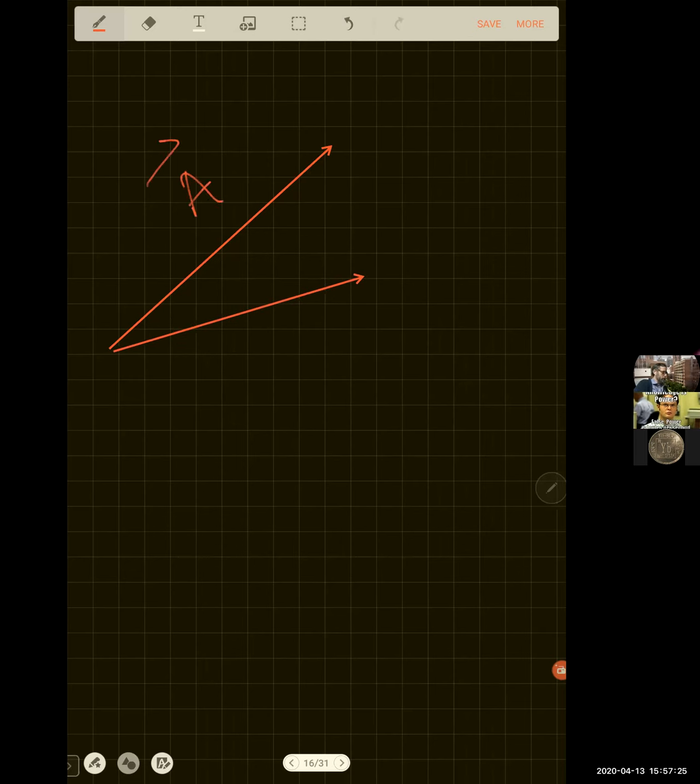This is A and this is B. If we want to know the cross product, we want something that's measuring the extent to which these two are perpendicular to each other. We're going to get a vector which itself, to cut to the chase, must be perpendicular to each of these, that is, to both of them.